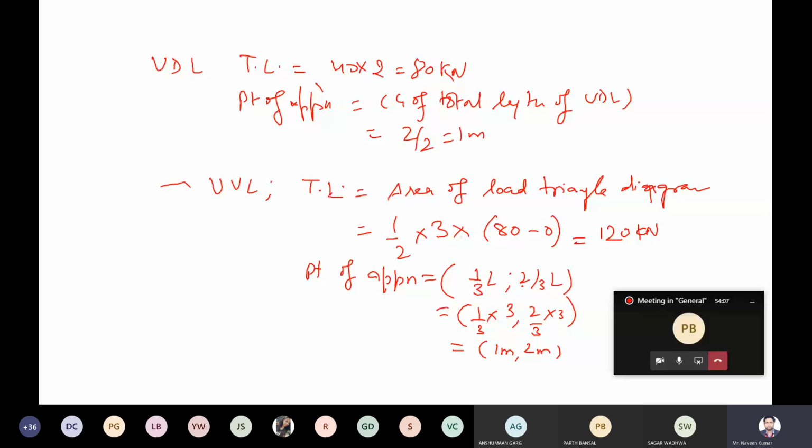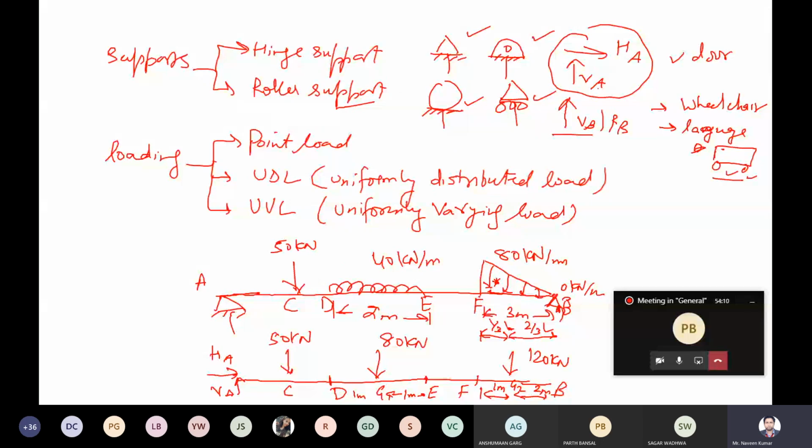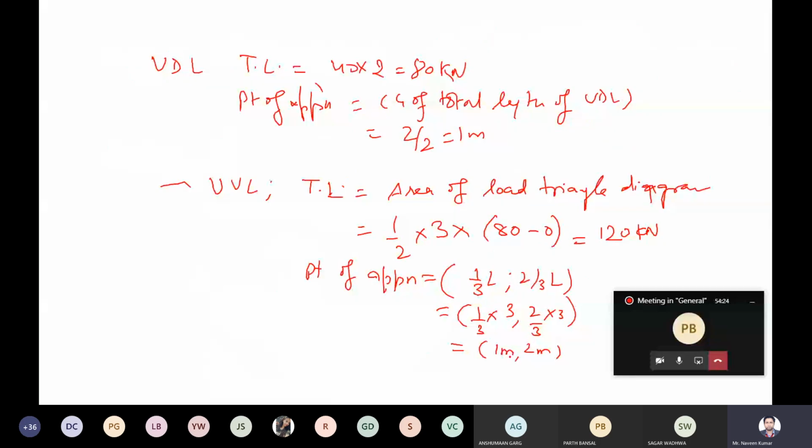1 by 3 will be, if this is a perpendicular and this is the centroid, this distance, 1 by 3 of L, and from this point to this point the rest is 2 by 3 of L. So 1 by 3 of L here is 1 meter and 2 by 3 of L here is 2 meter. So this is how you have to solve the problem.